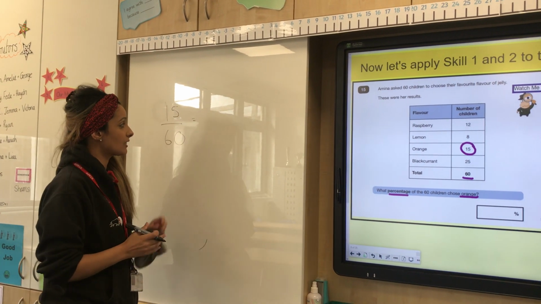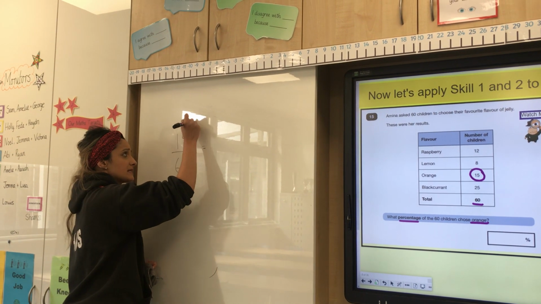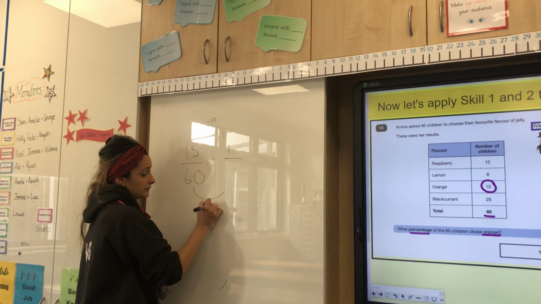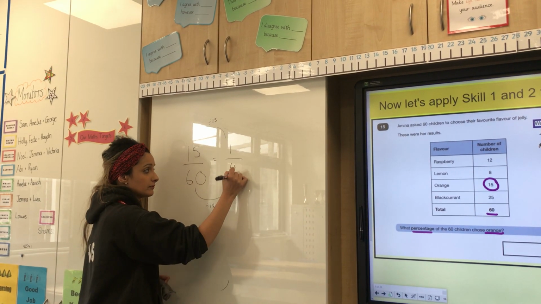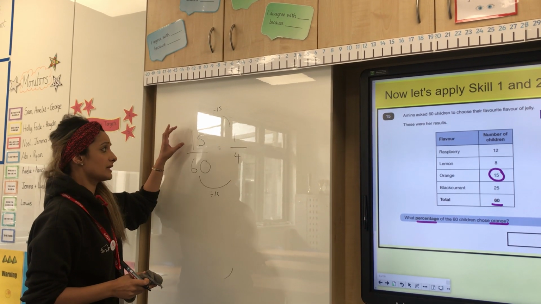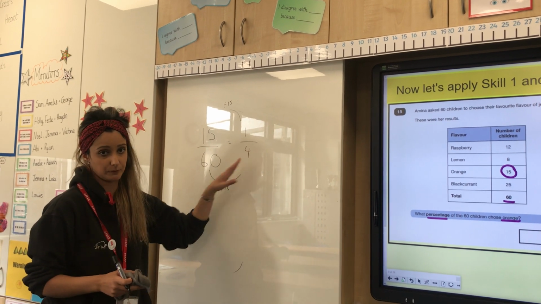So before I do anything, I'm going to reduce this fraction to its simplest form. For those children that can see the common multiple of 15, you can reduce it to 1 over 4, or 1/4. For those children that can't see it, they'll reduce it by multiples of 5 and then multiples of 3, and they'll eventually get to its simplest form.